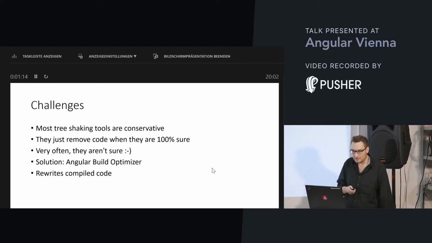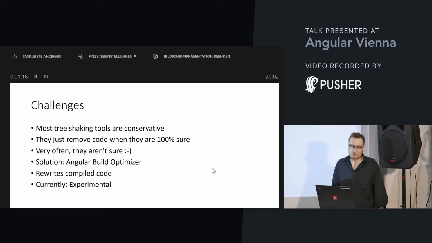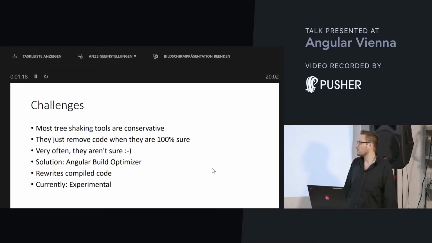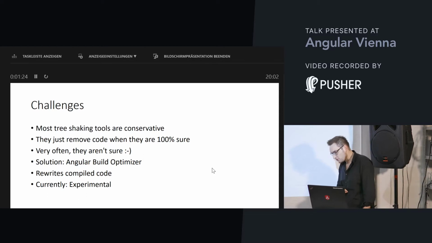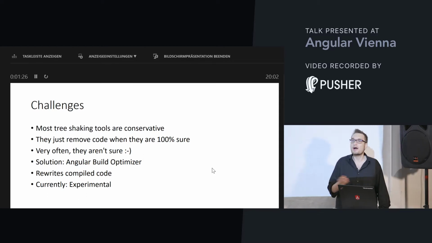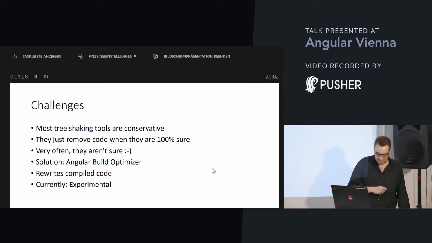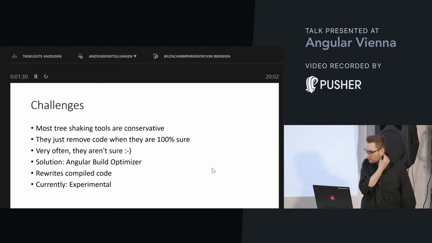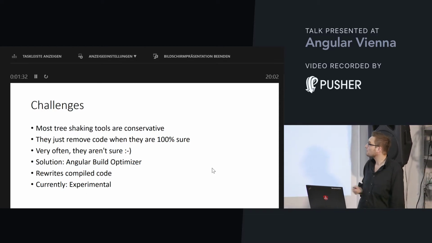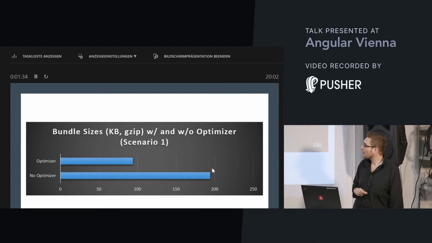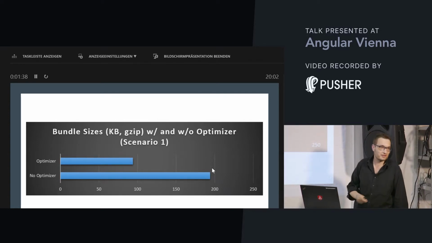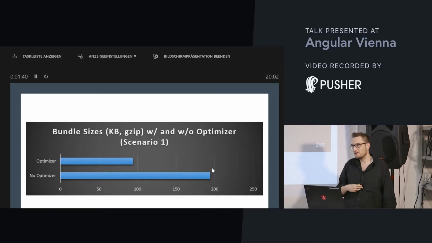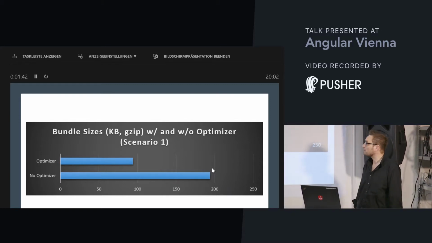And this is currently in beta and experimental, but I hope that it will land in the CLI soon. When you look at the current beta version of the CLI, you can try it out nowadays. And I've played around with this. I did some experiments, and I found out that these results are possible. When you look at this slide, I think you see the potential of this build optimizer.